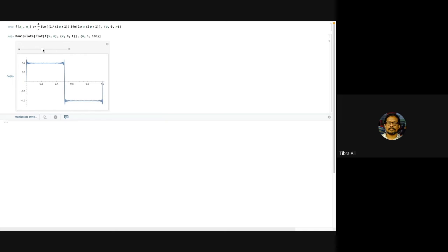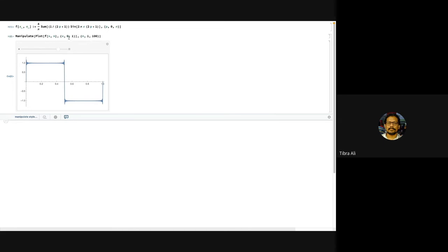And of course, as we go higher and higher in n, see, it's not really going away. It's becoming thinner and thinner. But see, there are tiny oscillations, right? So this is super interesting.